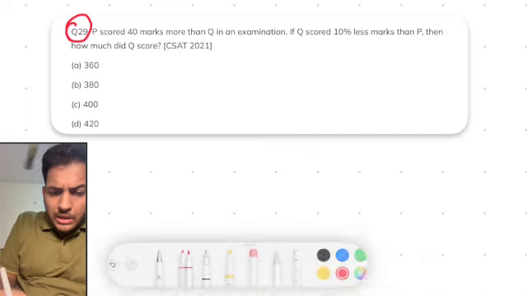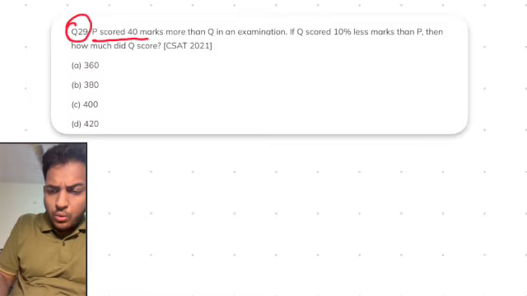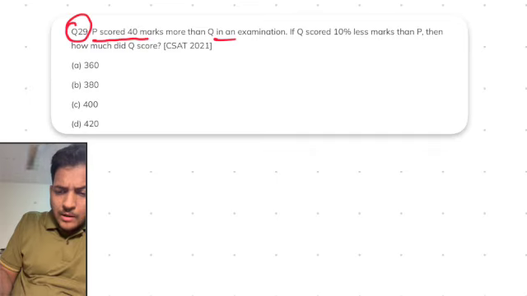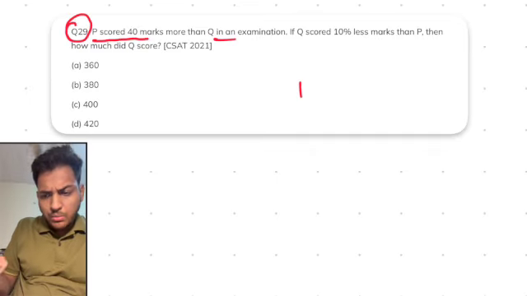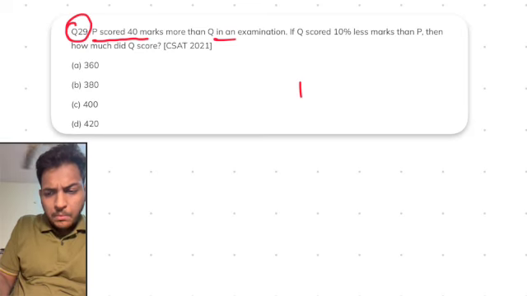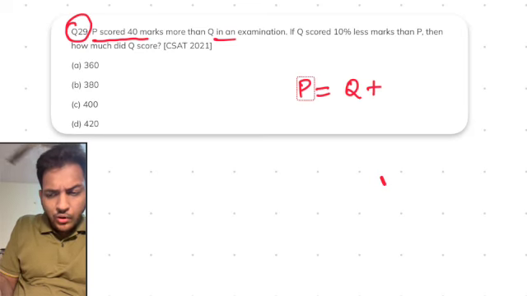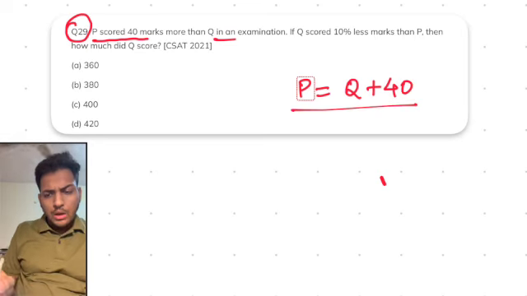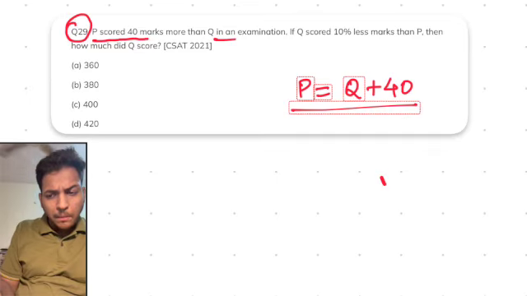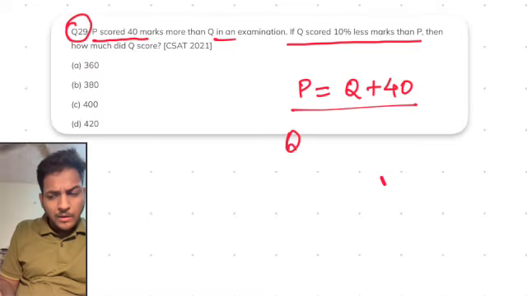They are saying P scored 40% more than Q. So what can you write? Just don't think about the next statement. Just write this statement: P is equal to Q plus 40. P is 40 more than Q. Now they are saying Q scored 10% less than P. That means Q is 10% less than P.